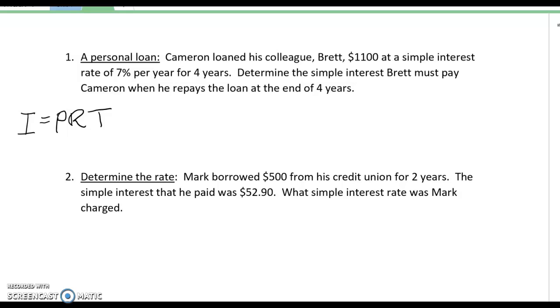Cameron loaned his colleague Brett $1,100 at a simple interest rate of 7% per year for 4 years. It says determine the simple interest Brett must pay Cameron when he repays the loan at the end of the 4 years. Okay, so we need to be able to identify the information that's given. Brett was given $1,100, so that is the principal. The rate of 7%, that's R. And the 4 years, that's our T.